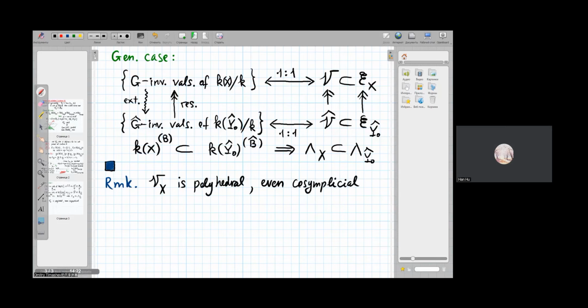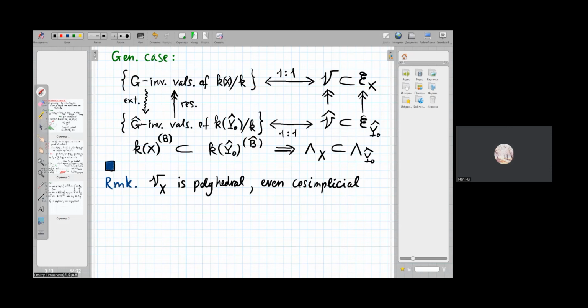Cosimplicial means that maybe I made a typo. I think that cosimplicial reads like this. Cosimplicial means that it is defined by finitely many linearly independent linear inequalities. So we shall prove that the valuation cone is polyhedral. It is not that difficult, and we shall prove it later.